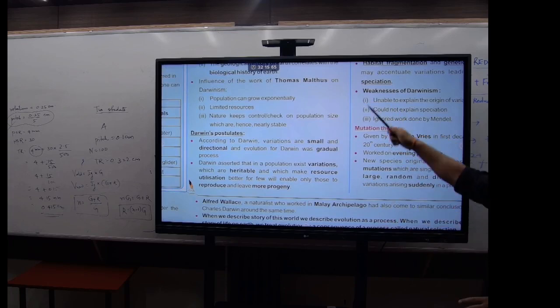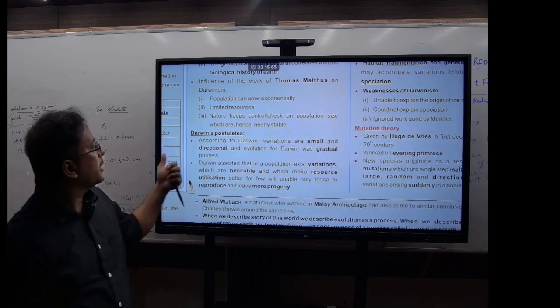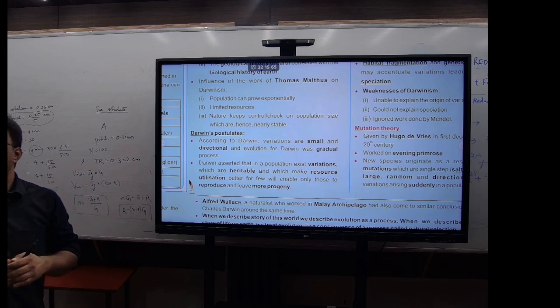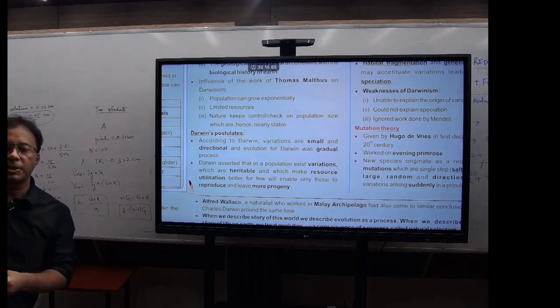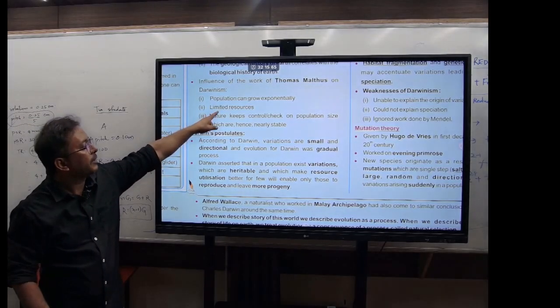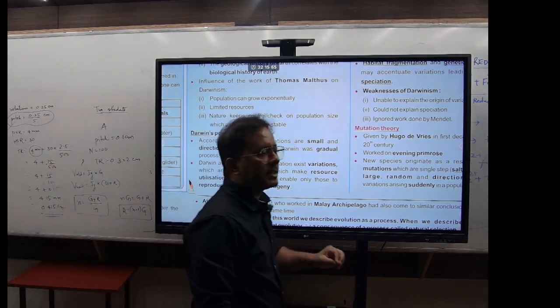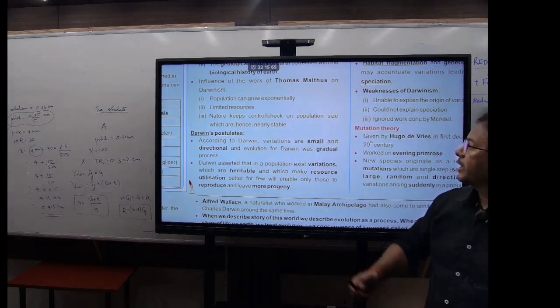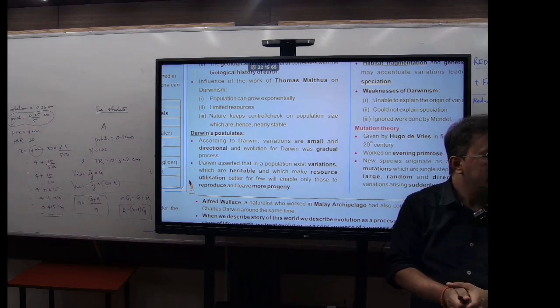he was influenced by a scientist known as Thomas Malthus. And Thomas Malthus gave three postulations. The first one is population can grow exponentially. If all the conditions are favorable, any population can multiply hundreds and thousands of times to increase its population. But there are always limited resources, which means because of these limited resources and other things contributed by nature, can always check the population size, which hence is always stable.